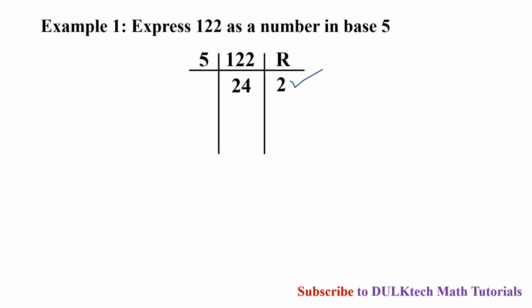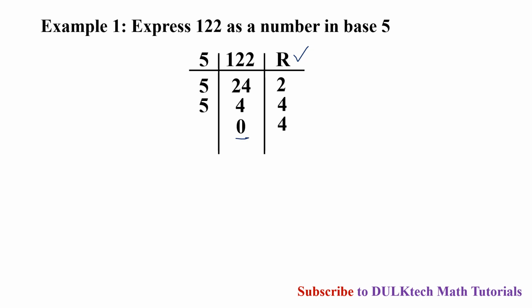Then likewise, we are going to divide this 24 by 5 again. We are going to divide throughout by 5 until we get 0 in the central column. So 24 divided by 5, we get 4, remainder 4. So we write that remainder under this R column, right? Then we are going to divide this 4 as well by 5. And if we divide 4 by 5, we get 0, remainder 4.